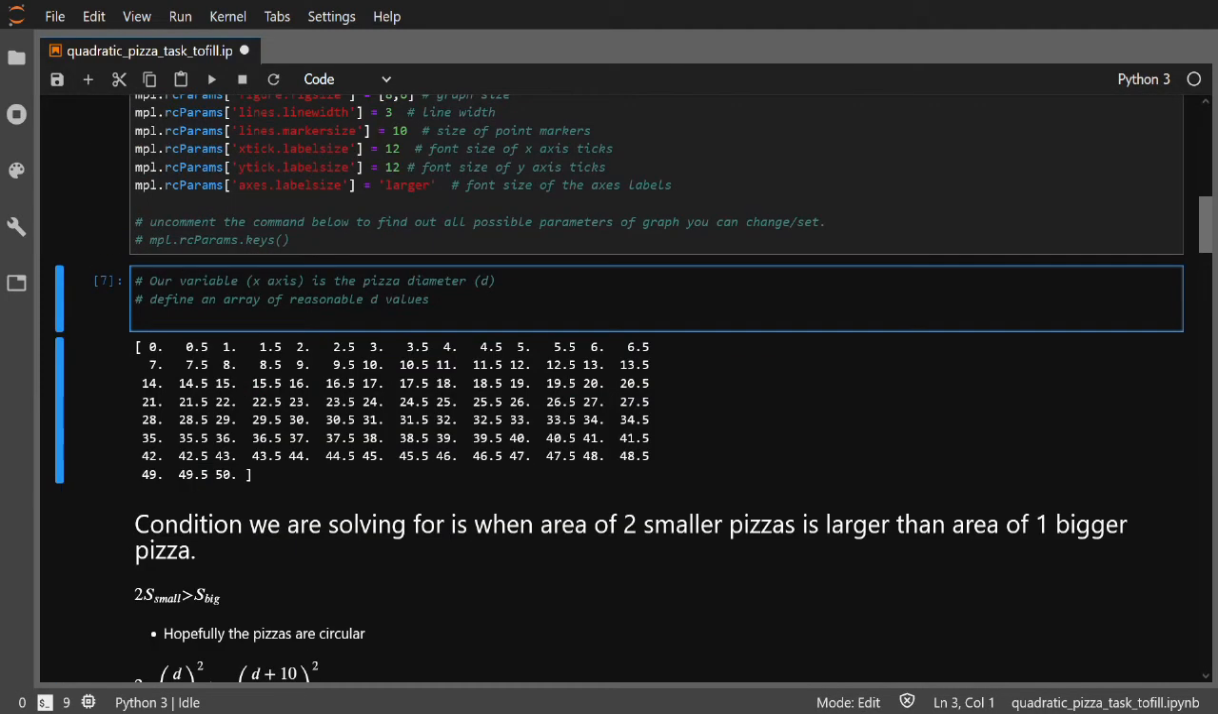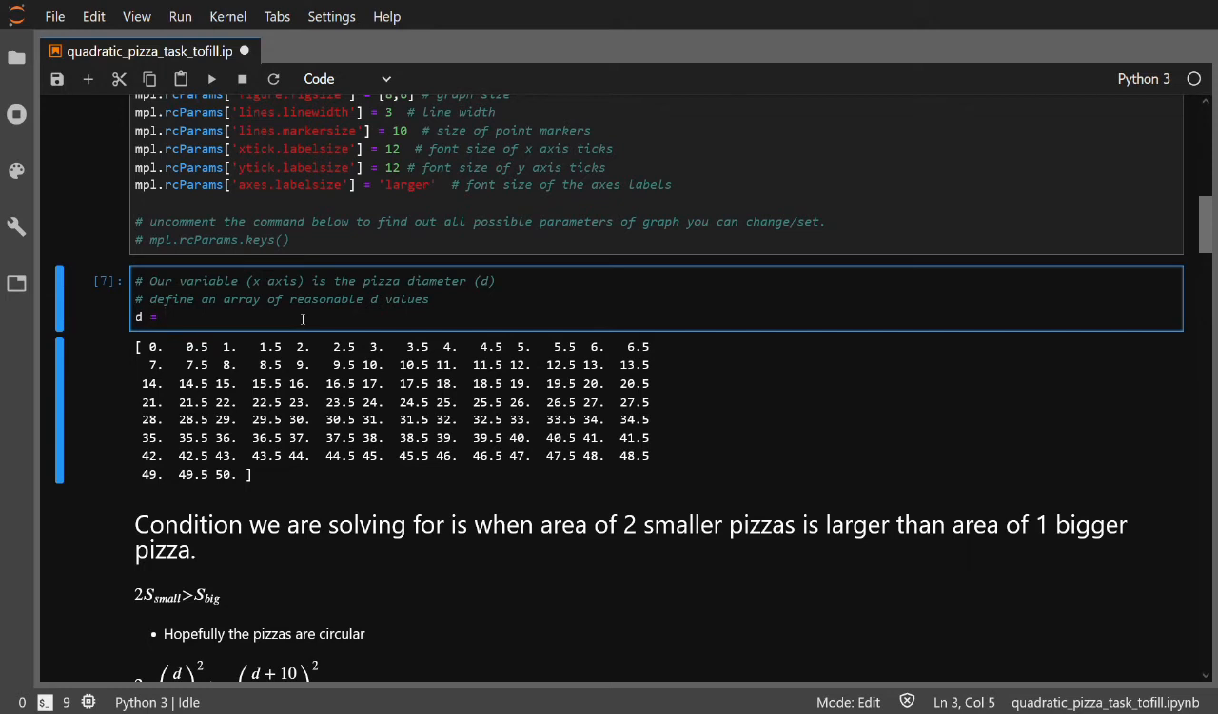Back to the task, we are supposed to compare areas of pizzas. So imagine a function of area, which clearly depends on the diameter of the pizza, and that is therefore our independent variable. Your first task was to create reasonable values for this pizza diameter d.